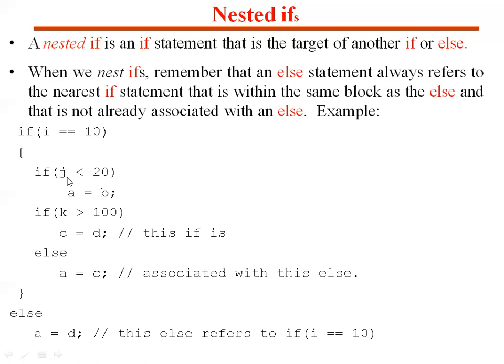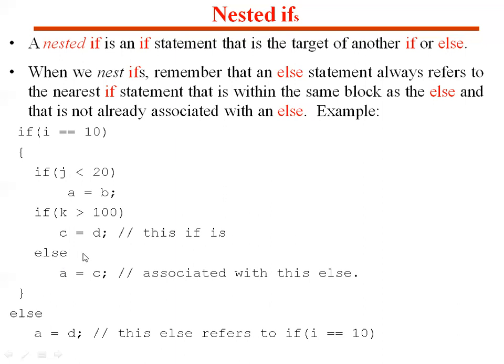Inside this we have one if statement. If this is true, it executes this, and there is another if statement. If this is true, it executes this, and there is an else statement. So here this else belongs to either this if, whether k greater than 100, or the if containing j. There are two if statements, but there is only one else statement. So to which if statement does this else belong?